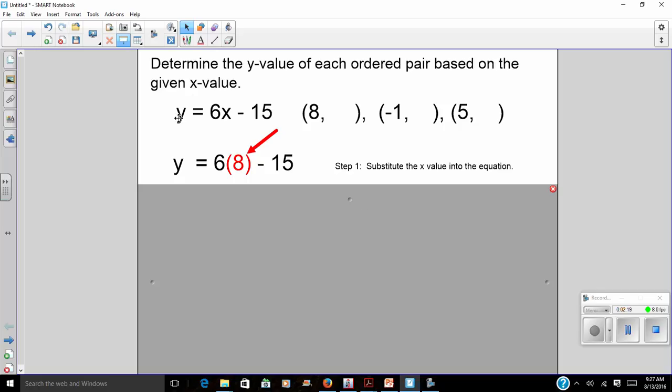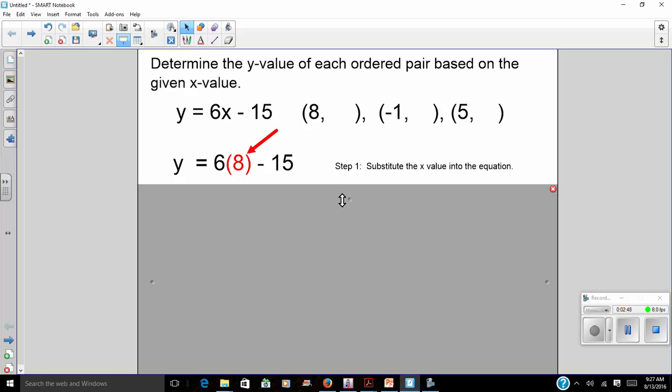We're given the equation y equals 6x minus 15, but x is no longer just x. They are telling us x is 8. So 8 is going to hop on in down here. Notice this x is now turned into an 8. It's just a substitution process. Instead of y equals 6x minus 15, we now have y equals 6 times 8 minus 15. And that is our first step.